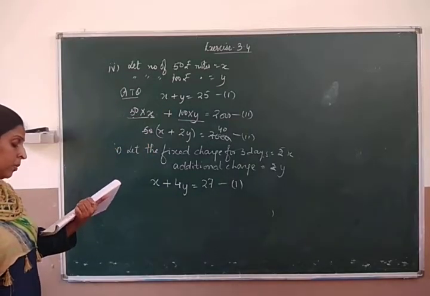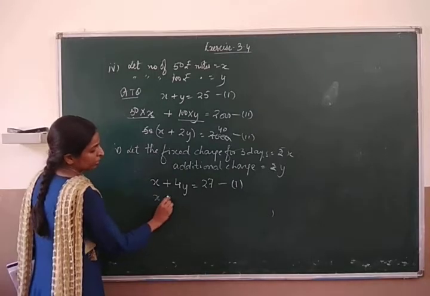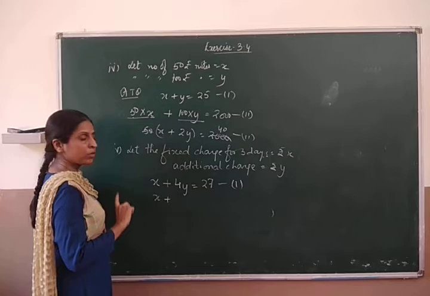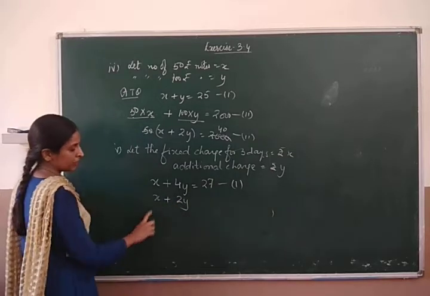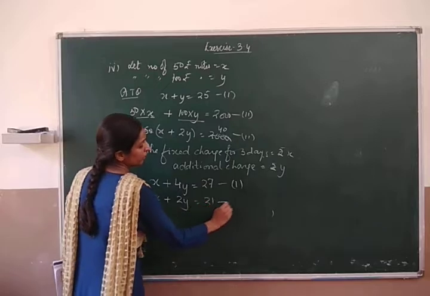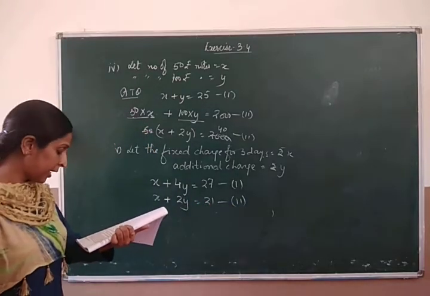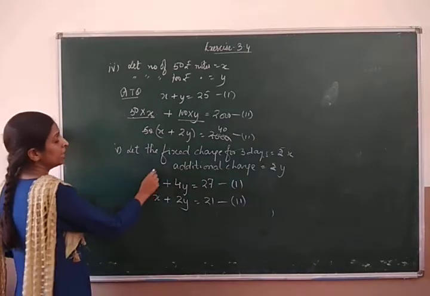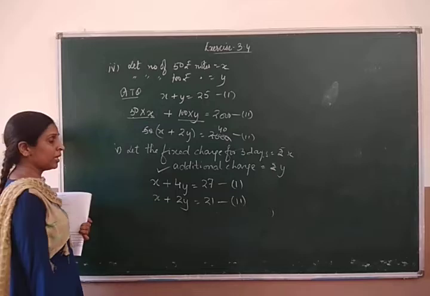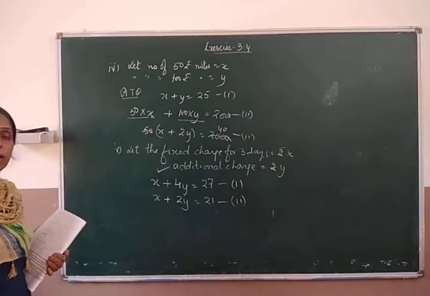Then Susie paid rupees 21 for the book she kept for 5 days. So x for 3 days, and out of 5 days, 3 days are covered, now 2 days are left. x plus 2y is 21. So she has to pay 21 rupees. And you have to find the fixed charge and the charge for each extra day. This is the charge for each extra day. After solving this, you will get the value of x and y.